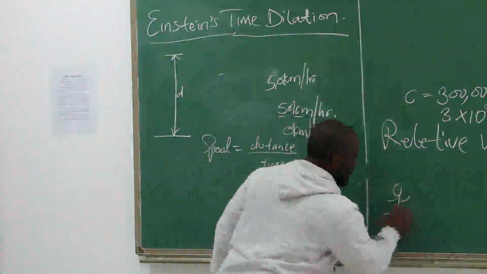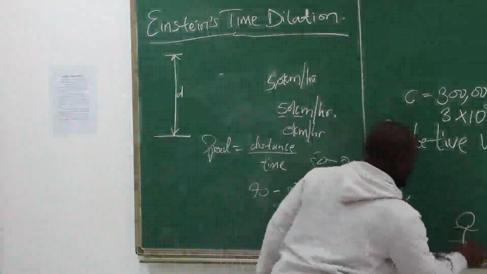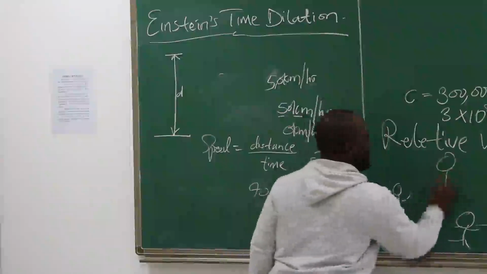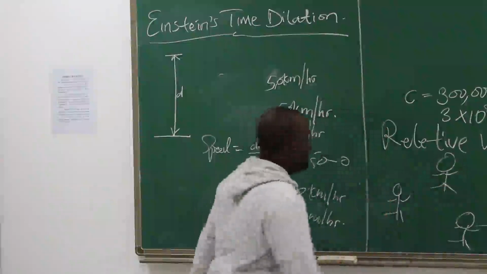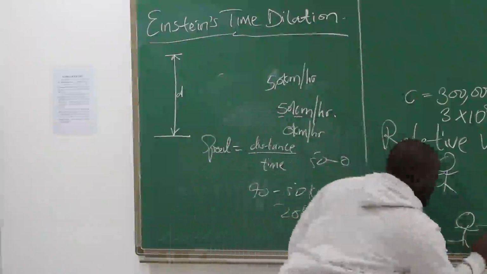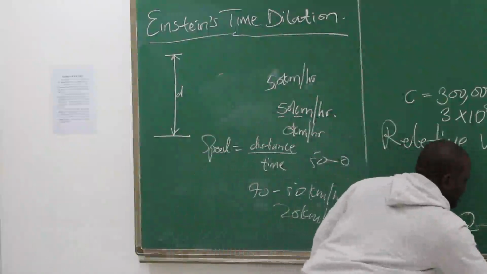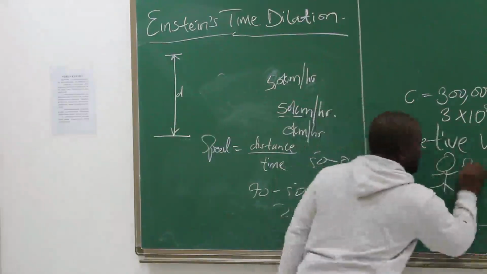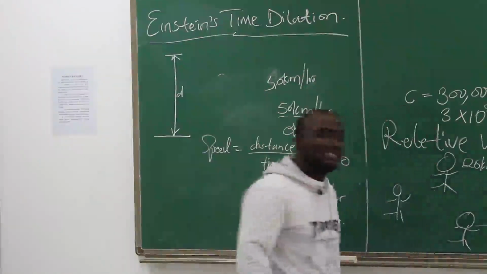you have a guy here, you have me here, and you have you here. Let's say we have a referee, and we are trying to maybe run a 100 meters race. I'm moving at 10 kilometers per hour. That is my speed. You are moving at, let's say, 20 kilometers per hour, twice my own speed.